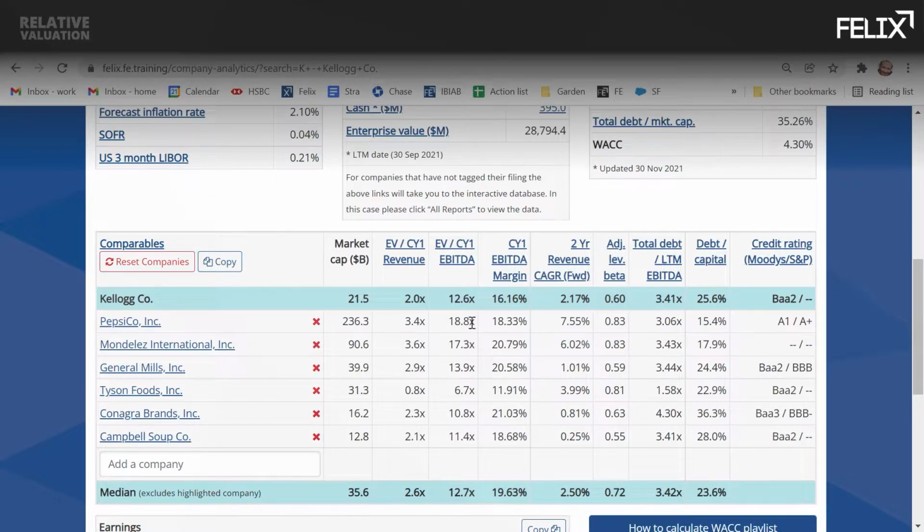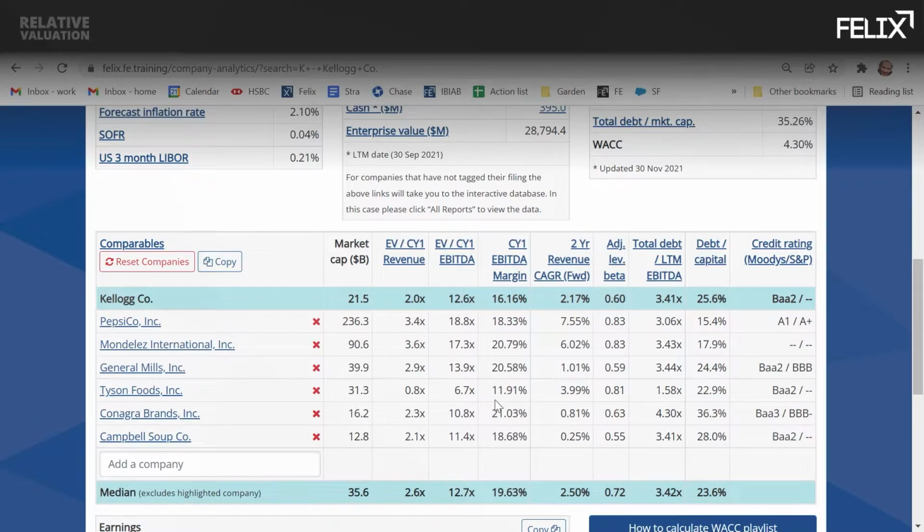So you can see there's a direct relationship between growth here and the multiple the companies are trading on. So it's not necessarily correct to say PepsiCo and Mondelez are expensive because actually what you're paying for are earnings that are going to grow much faster than the other companies in the sector. In addition to that, not all growth is the same because companies' margins are different.